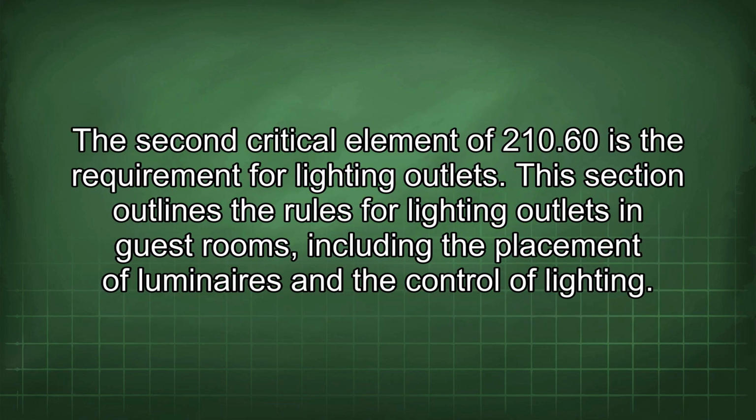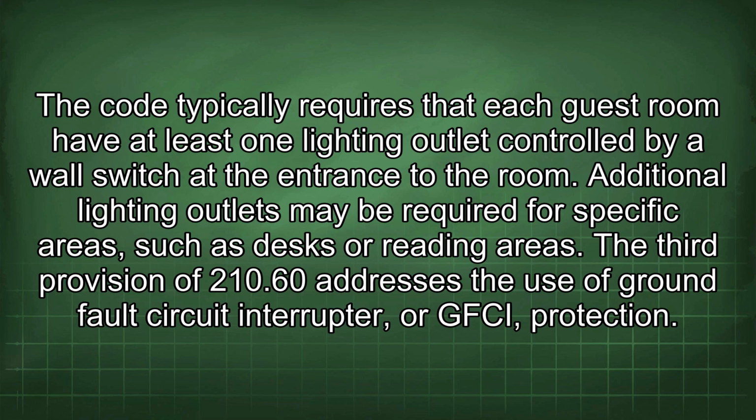The second critical element of 210.60 is the requirement for lighting outlets. This section outlines the rules for lighting outlets in guest rooms, including the placement of luminaires and the control of lighting. The code typically requires that each guest room have at least one lighting outlet controlled by a wall switch at the entrance to the room. Additional lighting outlets may be required for specific areas, such as desks or reading areas.